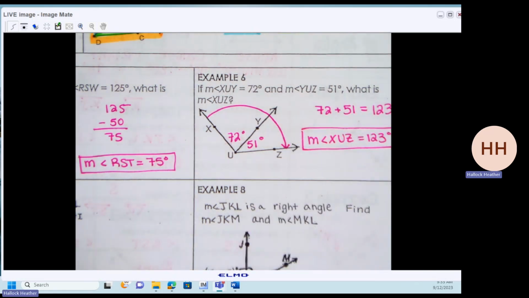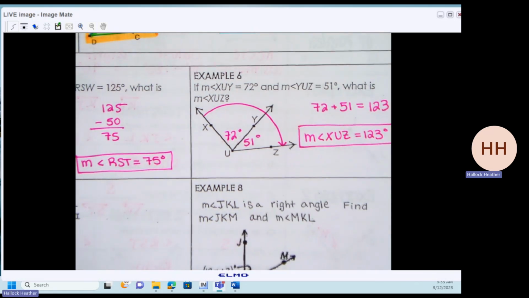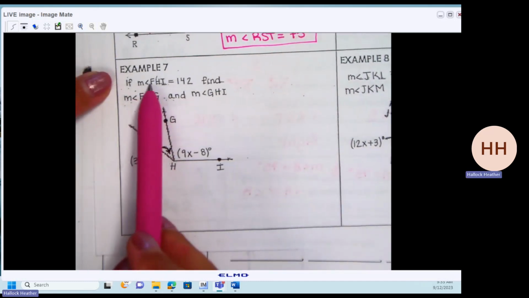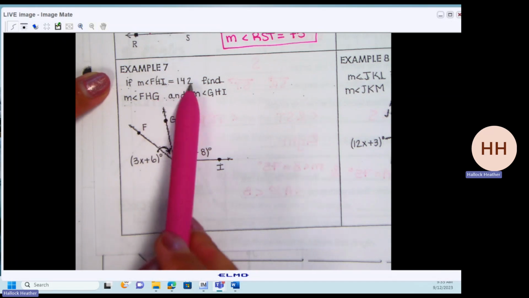So those ones should be pretty easy. You're just adding or subtracting. Now we're going to get into the math stuff, the mathy math. We're going to have to write equations. So example 7 says if the measure of angle FHI equals 142, we're finding the two interior angles, the two smaller angles. So I'm going to put this piece of information on my picture. It says FHI is 142.